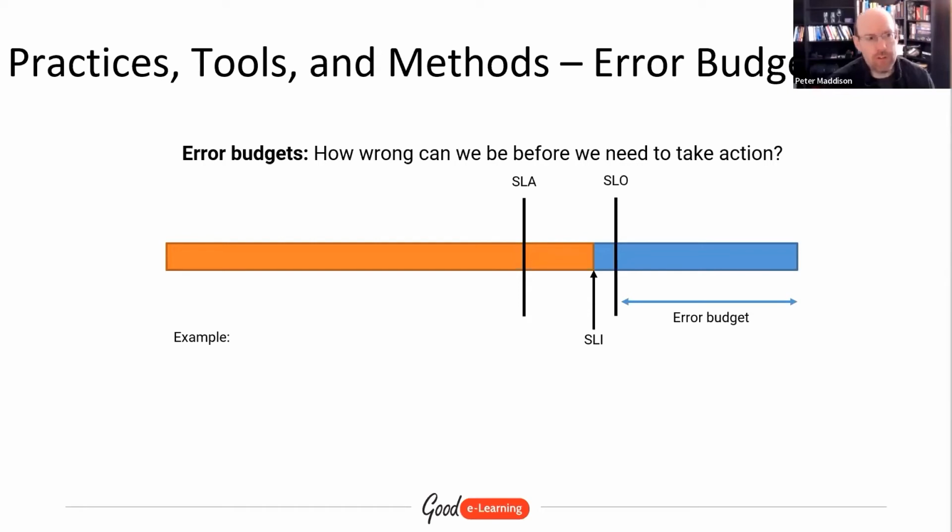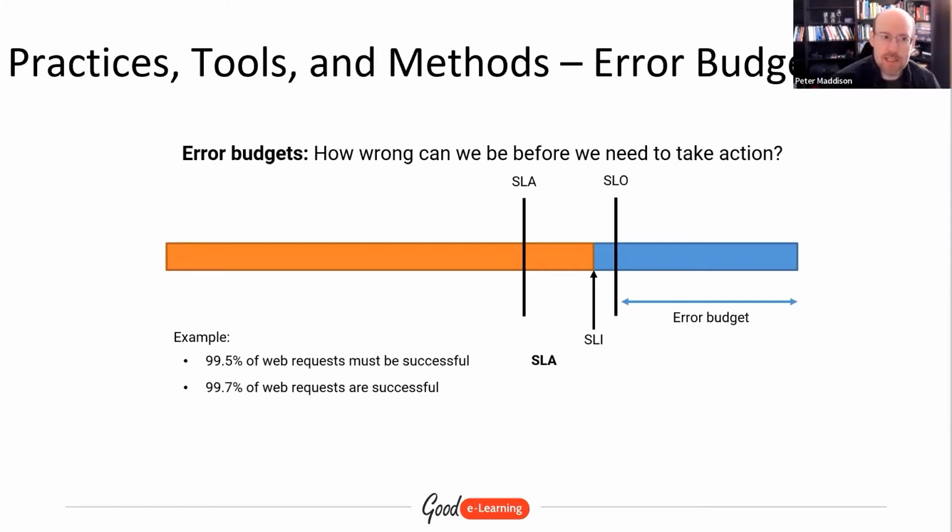So if we walk through this as an example, we consider something like 99.5% of web requests must be successful. That could be considered to be the SLA. That's pretty low, but it's just for example purposes. Then if we said 99.7% of web requests are successful, that would be our SLI. Then we could say 99% of web requests must be successful would be our SLO. So our SLO is harder to achieve than our SLA. It's above it, so we've got the gap.